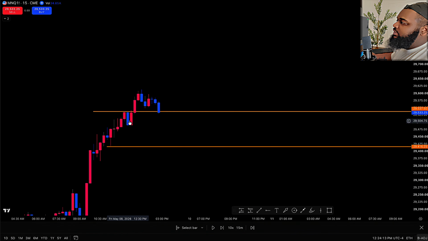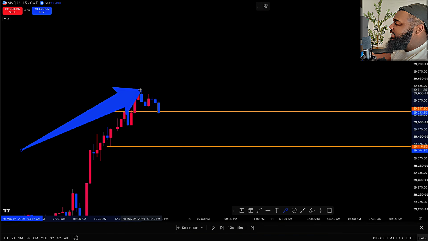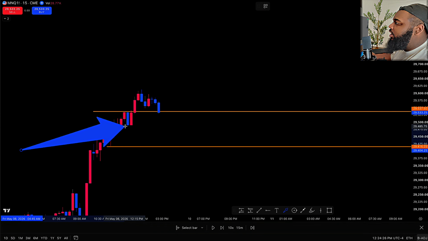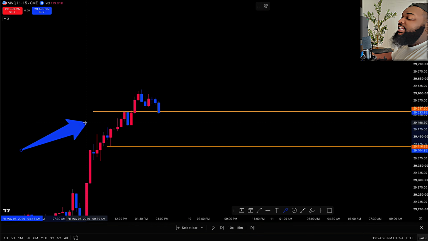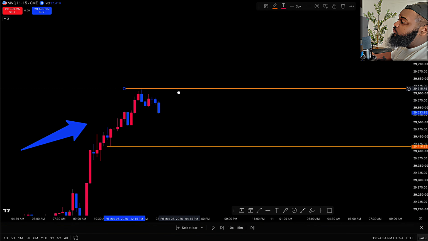You always want to just make sure that when price breaks a high, let me use the arrow, when price breaks like a high right here with a body close, then it creates that new high. And then the low is always going to be the most recent low. That's why I wait for the retracement. A lot of people don't wait for the retracement on the break of structure, but that's just what I do.